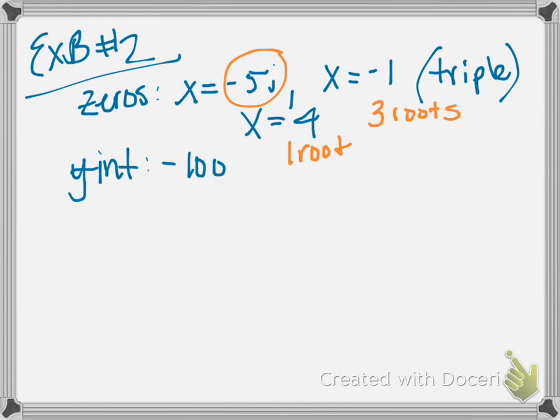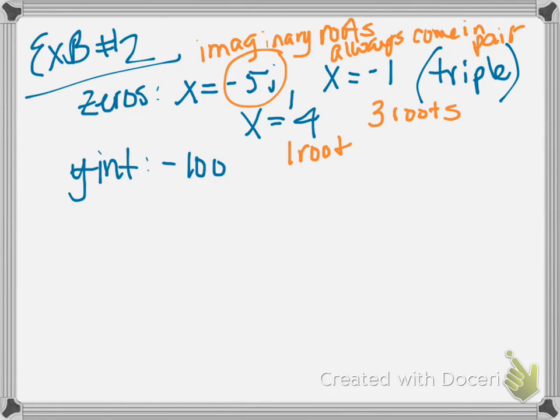A conjugate. So, a little note here, imaginary roots always come in pairs. And that's our conjugate. So really, when they give us x equals negative 5i, this is x equals negative 5i and positive 5i. So there are actually 2 roots here. So this function has 2, 3, 4, 5, 6 different roots. This is a 6th degree function.